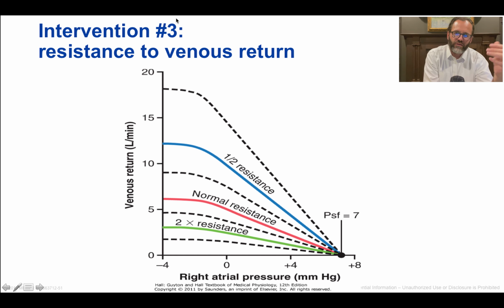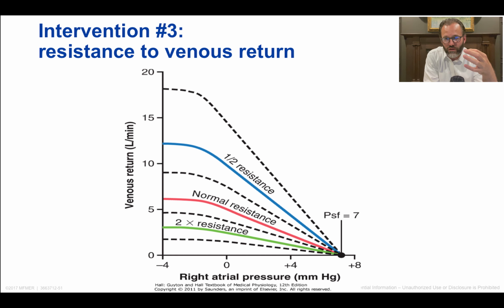Now, when we look at intervention, sort of number 3, if you will, on the venous side, this is the concept of changing resistance to venous return. Now, I think the important thing is that this is actually the resistance to outflow from the venous circulation, not necessarily a change in resistance to blood flow overall because of venous constriction. That is not what these figures generally are representing. They are representing a change in resistance, let's say immediately proximal to entry into the right atrium.